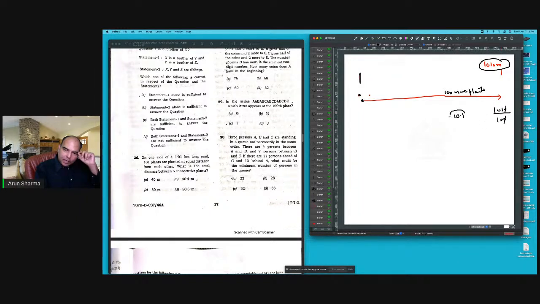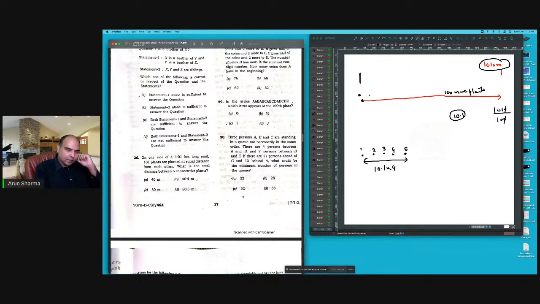10.1 range mein tumhara ek plant aayega. Every 10.1 gap pe. So if you're placing plant 1 here, plant 2 will come after 10.1. Plant 3 will come after another 10.1. Plant 4 will come after another 10.1, and plant 5 will come after another 10.1. So the distance between plants 1 and 5 is actually 10.1 into 4, 40.4. So that's answer B.